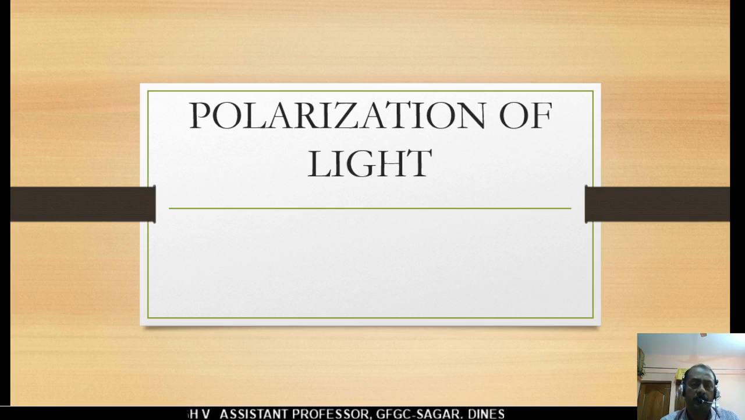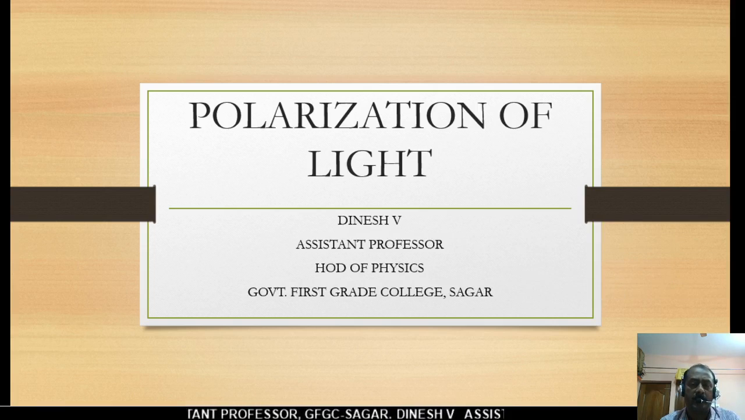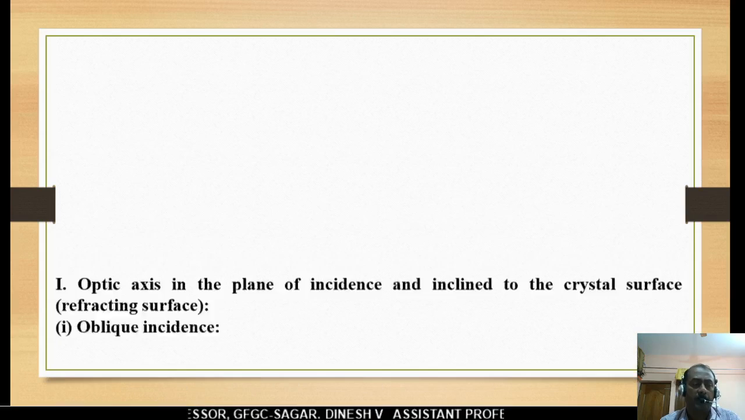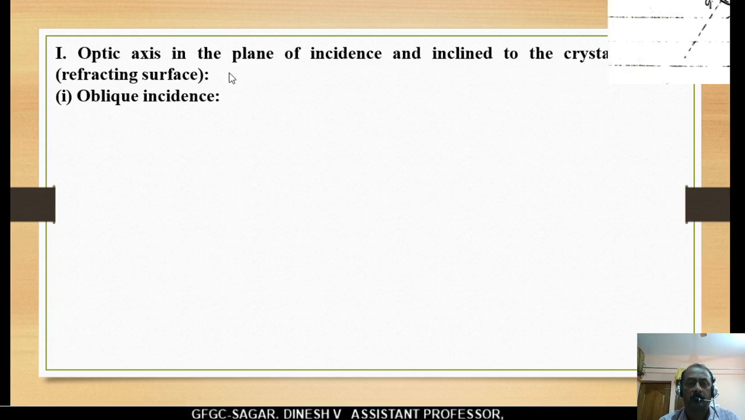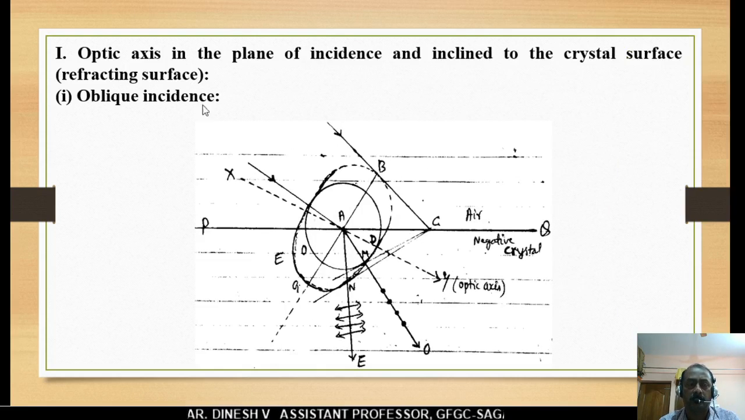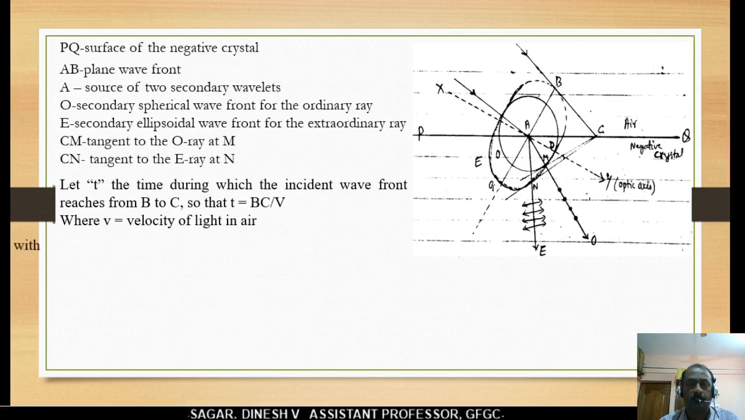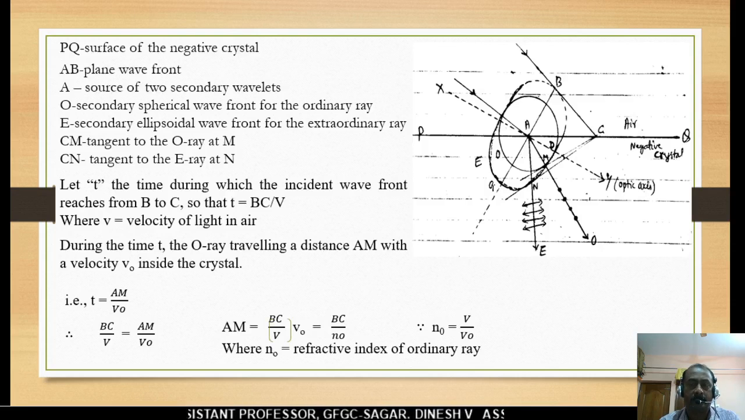In this video lecture, I am going to explain the optic axis in the plane of incidence and inclined to the crystal surface, that means the refracting surface of the crystal. Here two cases arise. One is oblique incidence and the second is normal incidence. Here we shall discuss the first case, the oblique incidence.